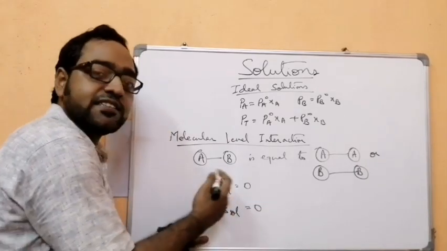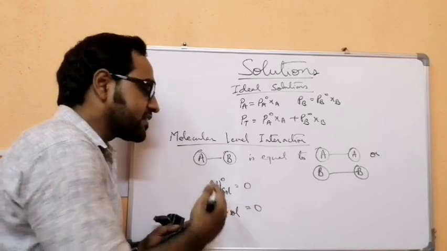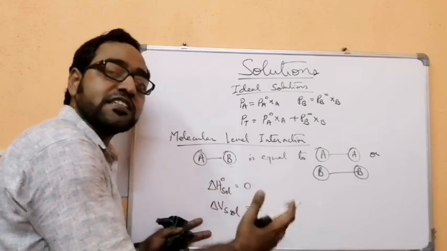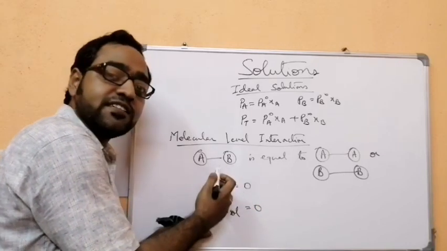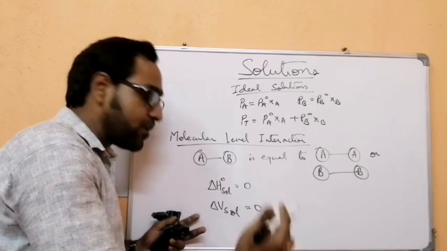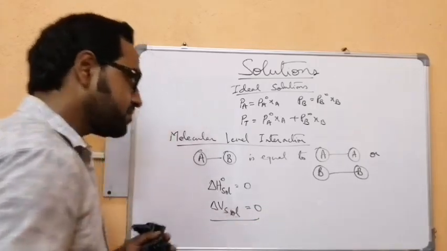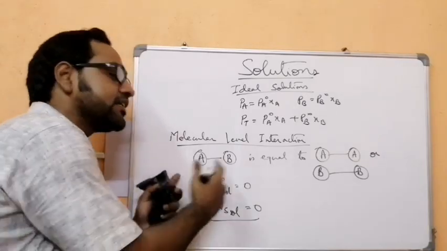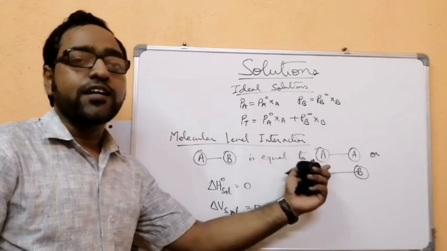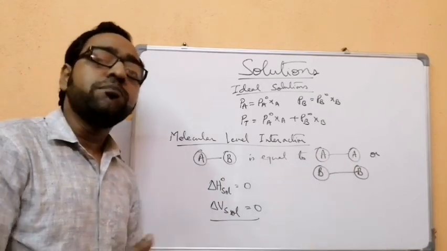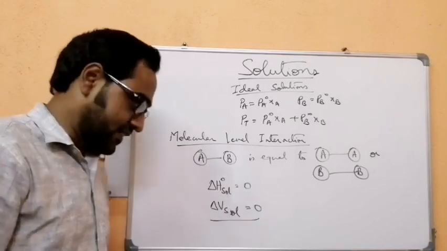Since the interaction is the same, that means the attraction energy, the intermolecular forces of attraction, is the same. So neither heat is released nor absorbed during the solution formation. And since attraction is the same, the intermolecular distance will be the same, and so the volume change will be 0. Now, why will the intermolecular interaction between A and B be the same as that of AA and BB? It will be the same in certain examples only, not for all cases.